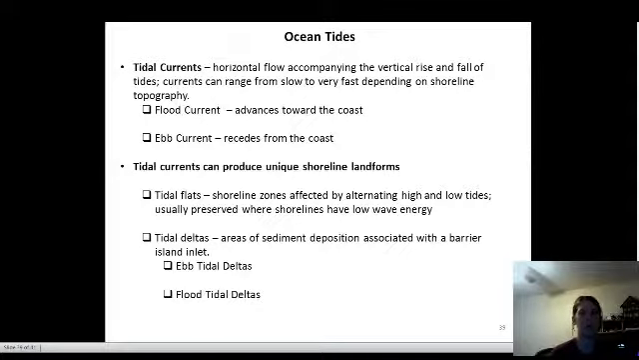And these currents produce unique shoreline landforms, such as tidal flats. These are zones that are affected by the alternating high and low tides, and are usually preserved where the shorelines typically have very low wave energy. So there's not a whole lot of active erosion going on. And then your tidal deltas. These are areas of sediment deposition associated with a barrier island inlet. You can get your ebb tidal deltas or your flood tidal deltas.